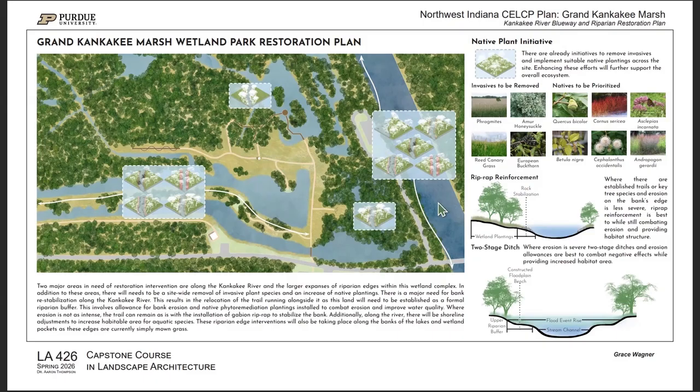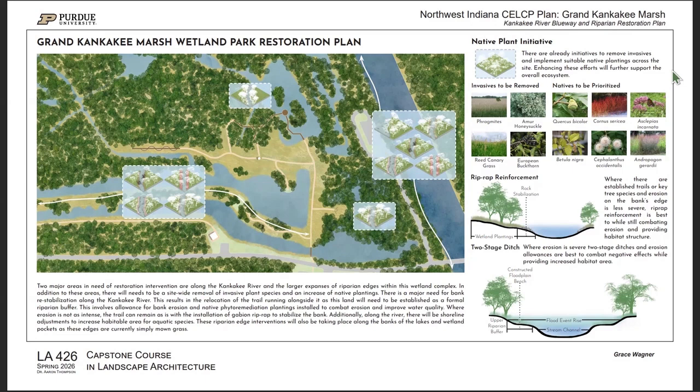So mitigating those effects. And then this is just speaking to the invasives that need to be removed and the natives that should be prioritized. On site, there was a big Phragmites problem, so just paying a little bit more attention to that moving forward. And then these two sections highlight two different ways that bank stabilization can be implemented, through riprap reinforcement or the two-stage ditch.